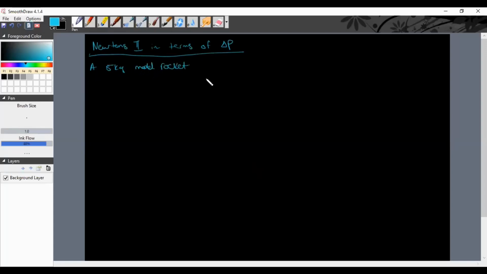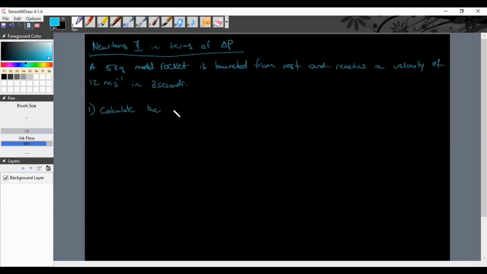All right, a 5 kilogram model rocket is launched from rest and reaches a velocity of 12 meters per second in 3 seconds. Number one, please calculate the change in momentum of the rocket. And then number two, please calculate the net force experienced by the rocket.